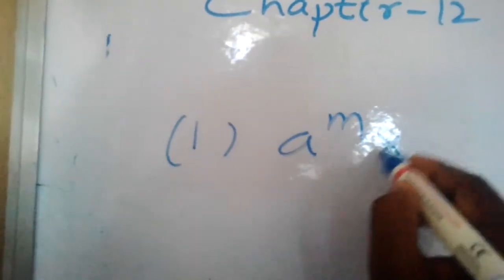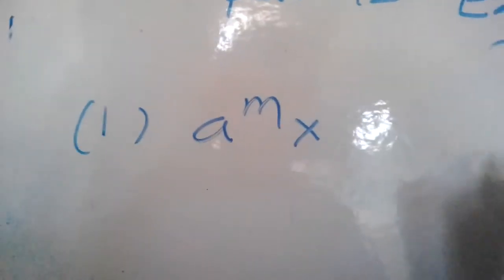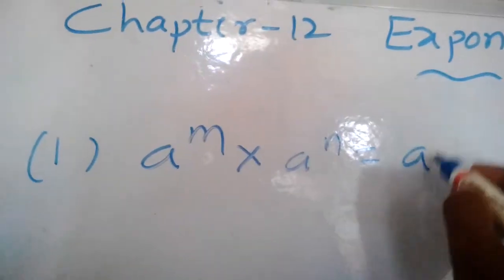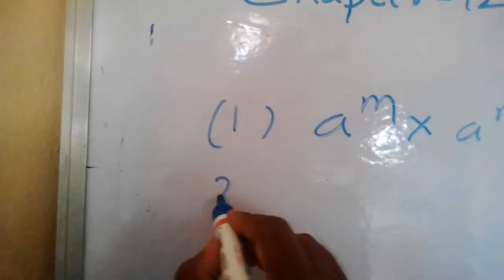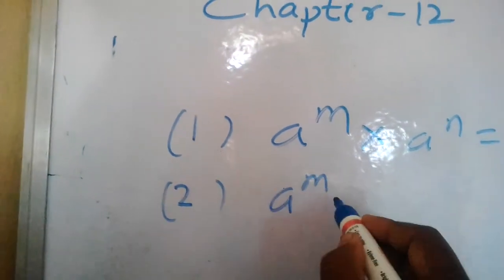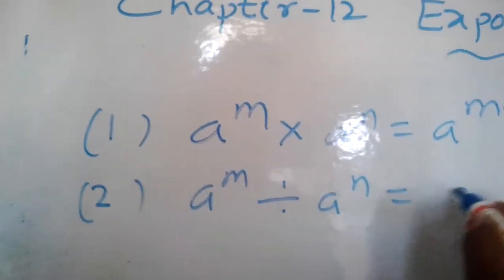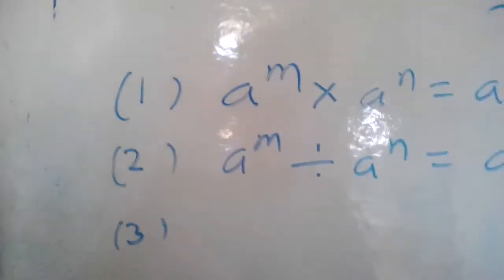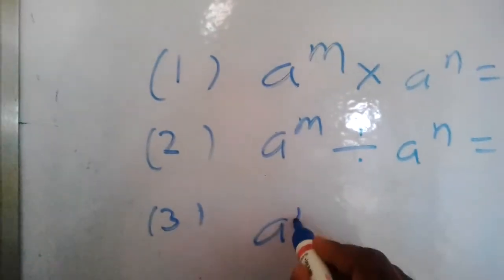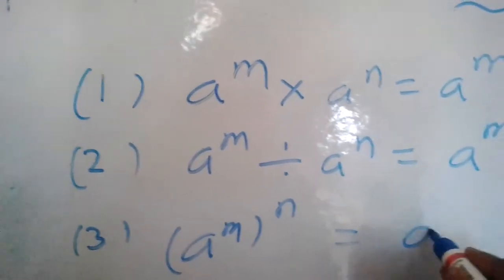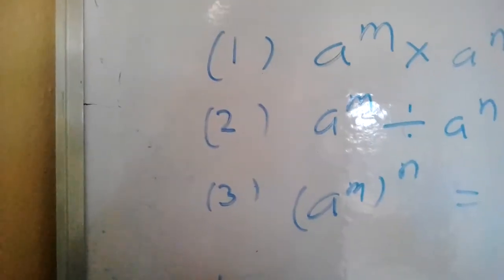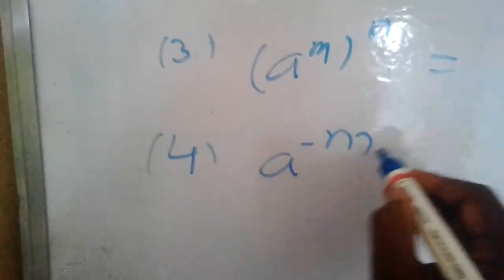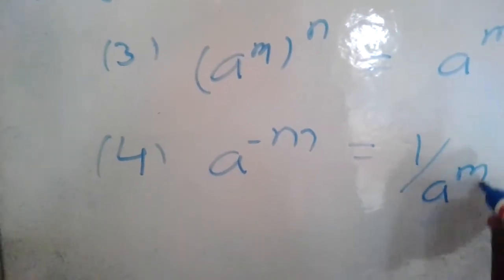First law, a raised to m into a raised to n is equal to a raised to m plus n. Please learn all these formulas by heart. A raised to m divided by a raised to n is equal to a raised to m minus n. Third one, a raised to m to the power of n, that is equal to a raised to mn. Fourth one, a raised to minus m is equal to the reciprocal, a positive power, 1 by a raised to m.